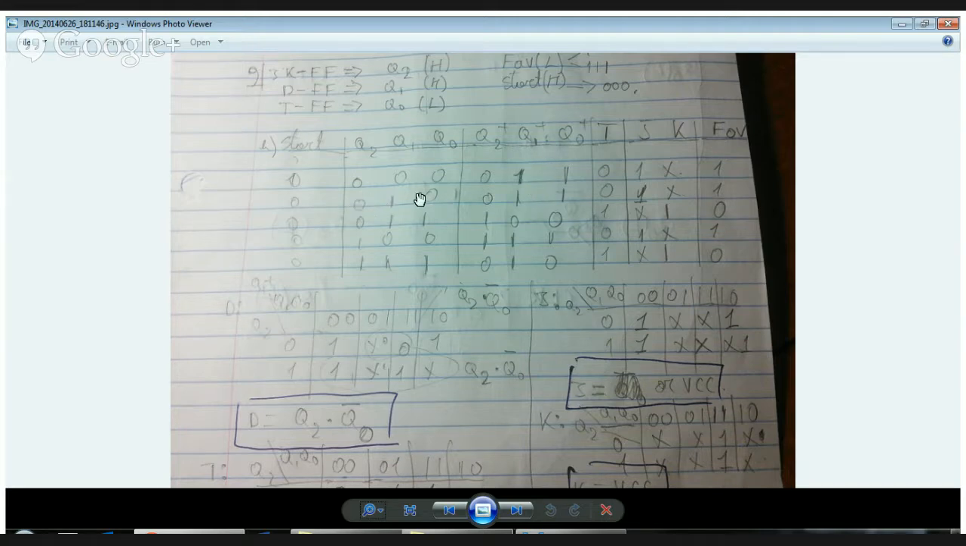If it is at 0, 1, 0, the next thing is going to be 0, 1, 1, and so on and so forth. Okay, so now I have here the T, J, K, and the favorite. T is the toggle, and T is supposed to be for the least significant bit.